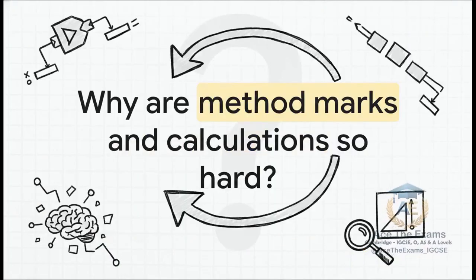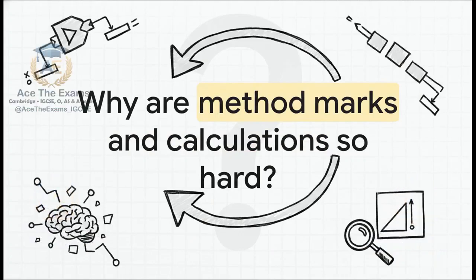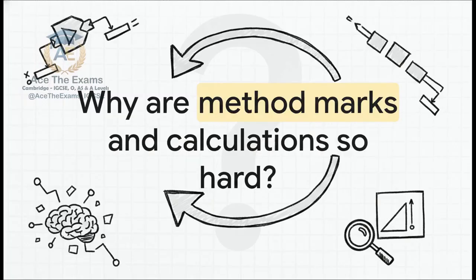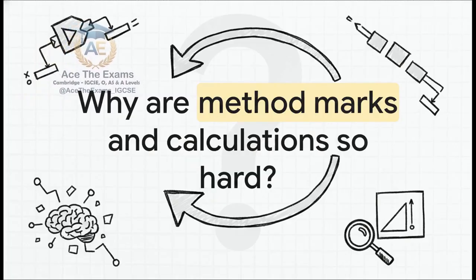So let me ask you this directly, and I want you to really reflect on it. Why do students find multi-step calculations and method marks so incredibly hard? Think about your own past paper practice sessions. When you see a high-value 6-mark question asking you to derive a Boolean expression and then construct a full circuit from a real-world scenario, do you freeze up? Usually, the root cause is that the cognitive load is just too massive.